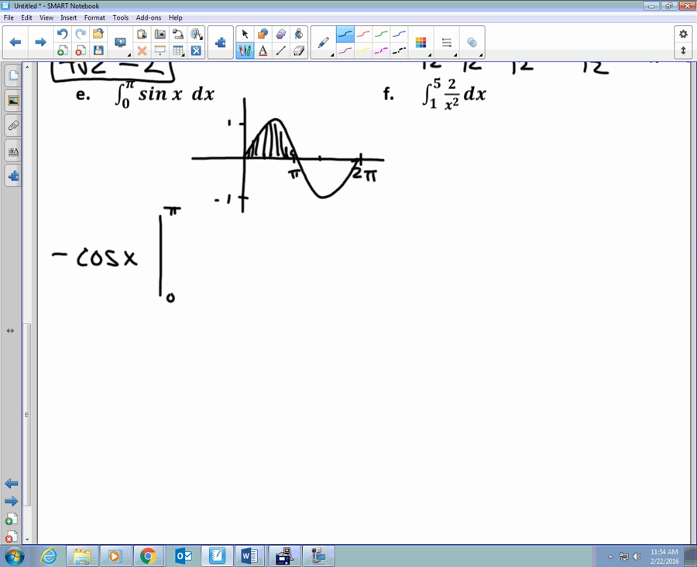Because you guys are so smart, you remember the exact value of cosine in all sorts of spots. For example, this coordinate right here is 1, 0. This coordinate right here is negative 1, 0. And is cosine the y value or the x value? It's the x value. So what's the cosine of pi? Negative 1. Yes.